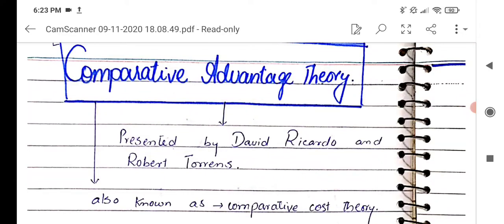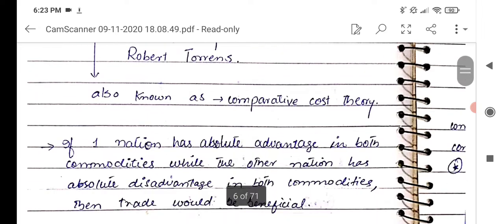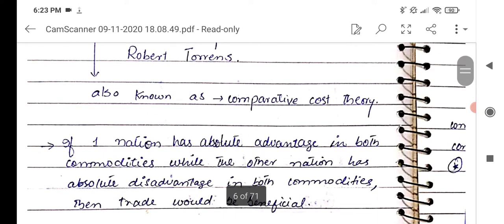Here we are going to discuss comparative advantage theory. In the previous video we discussed absolute advantage theory by the classical economists. Now in this video we are going to discuss comparative advantage theory presented by Ricardo and Robert Torrens, also known as comparative cost theory. This theory says that if a nation has absolute advantage in both commodities while the other nation has absolute disadvantage in both commodities, then trade would still be beneficial.